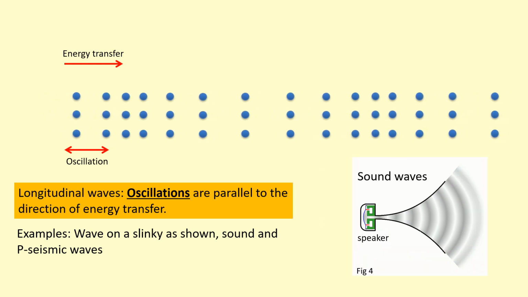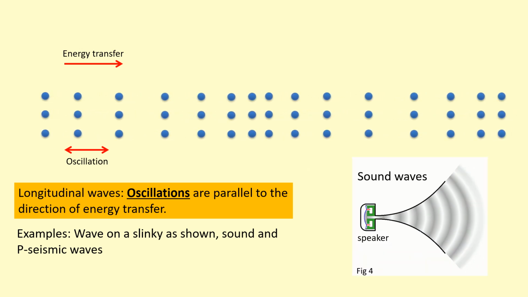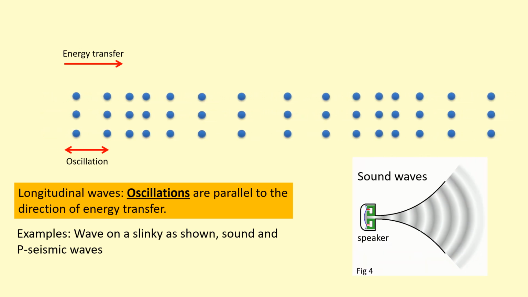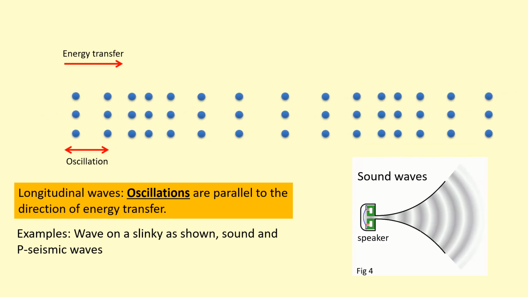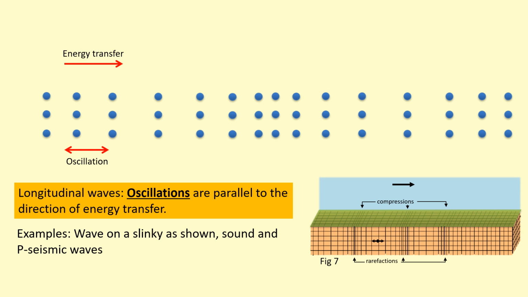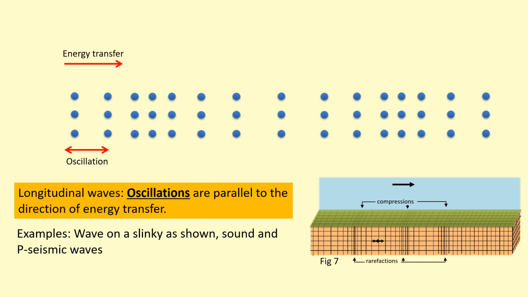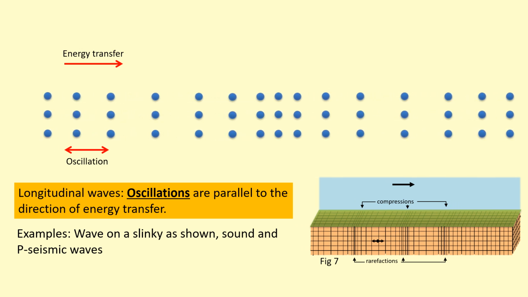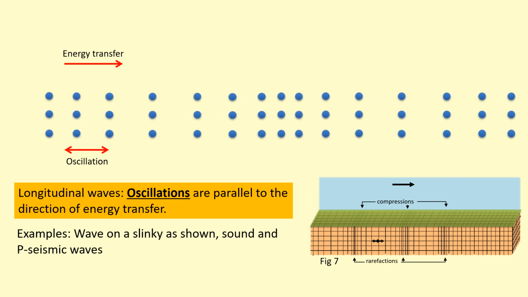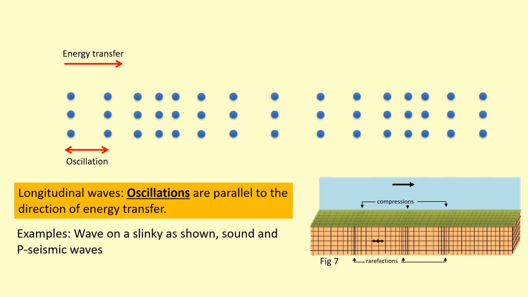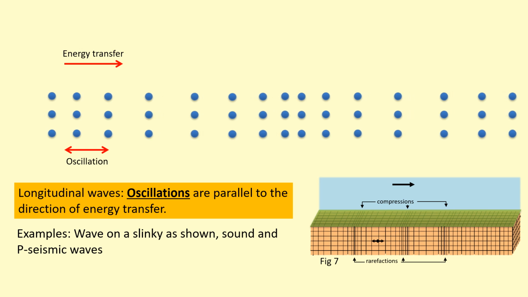Okay, another example is sound. So the particles, when you make a sound, oscillate just like shown in the diagram above with the animation there. And they transfer the energy from one end to the other end. And then finally, P seismic waves, which are another type of wave that's produced during an earthquake, where the particles in the ground oscillate back and forth, left and right in this example, in the same direction the energy is being transferred.